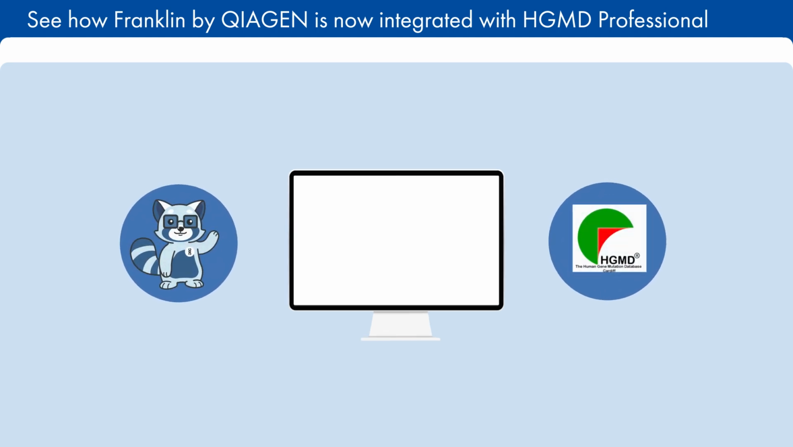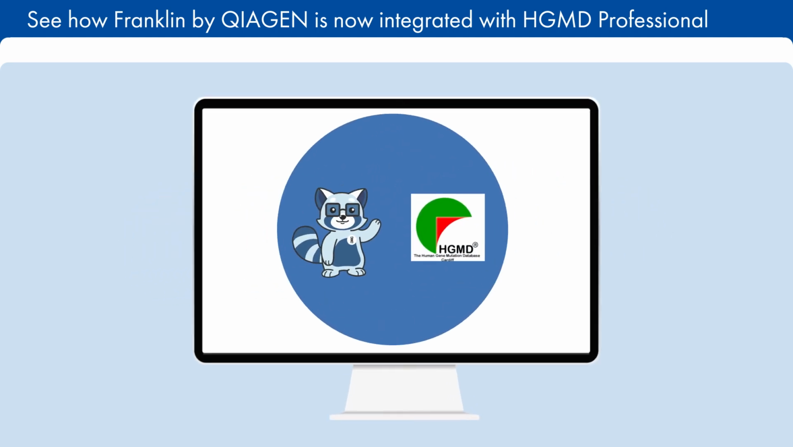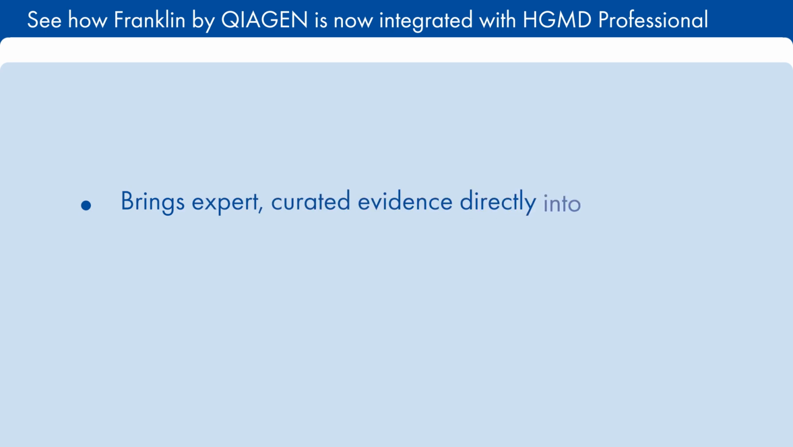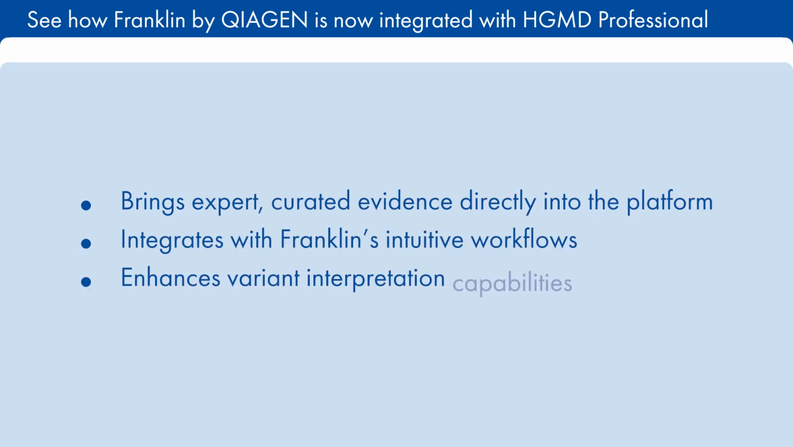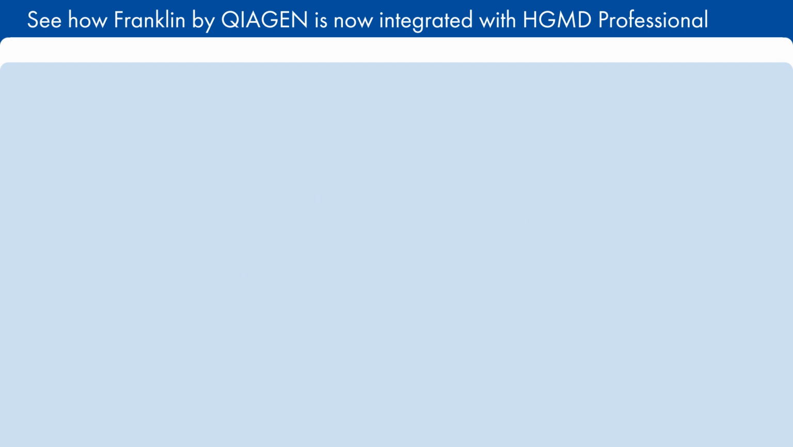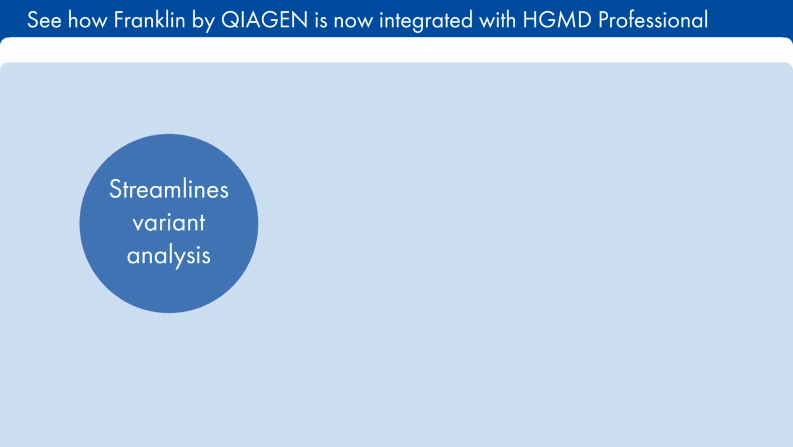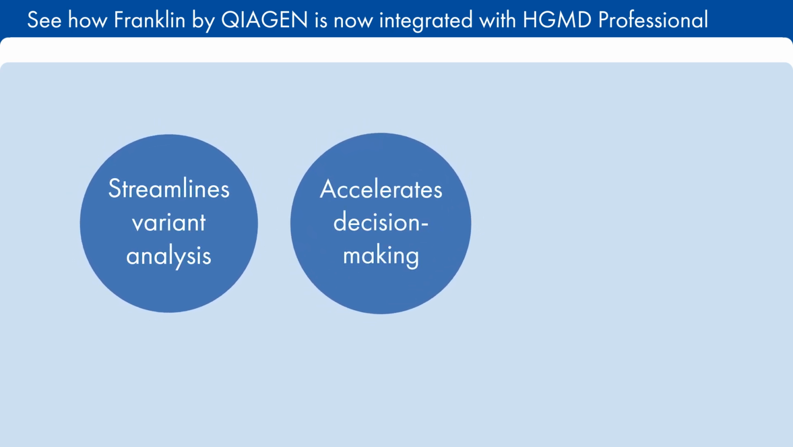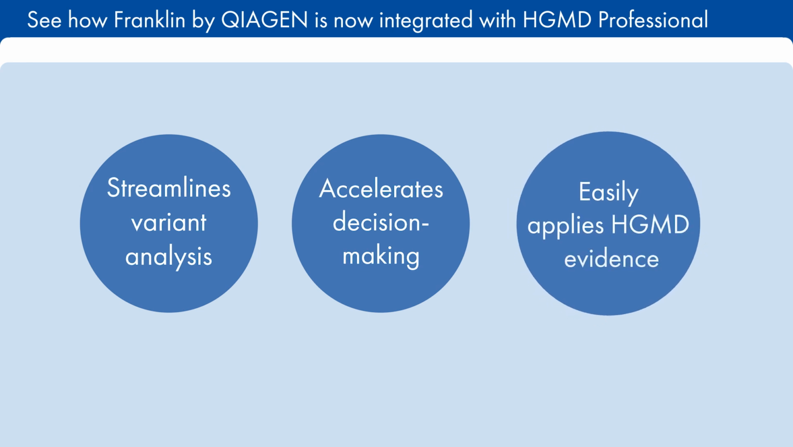HGMD Professional is now seamlessly integrated into Franklin, bringing expert-curated evidence directly into Franklin's intuitive workflows for variant interpretation. In this video, you'll see how Franklin streamlines variant analysis, accelerates decision-making, and allows you to easily view and apply HGMD's expert-curated evidence in a single platform.